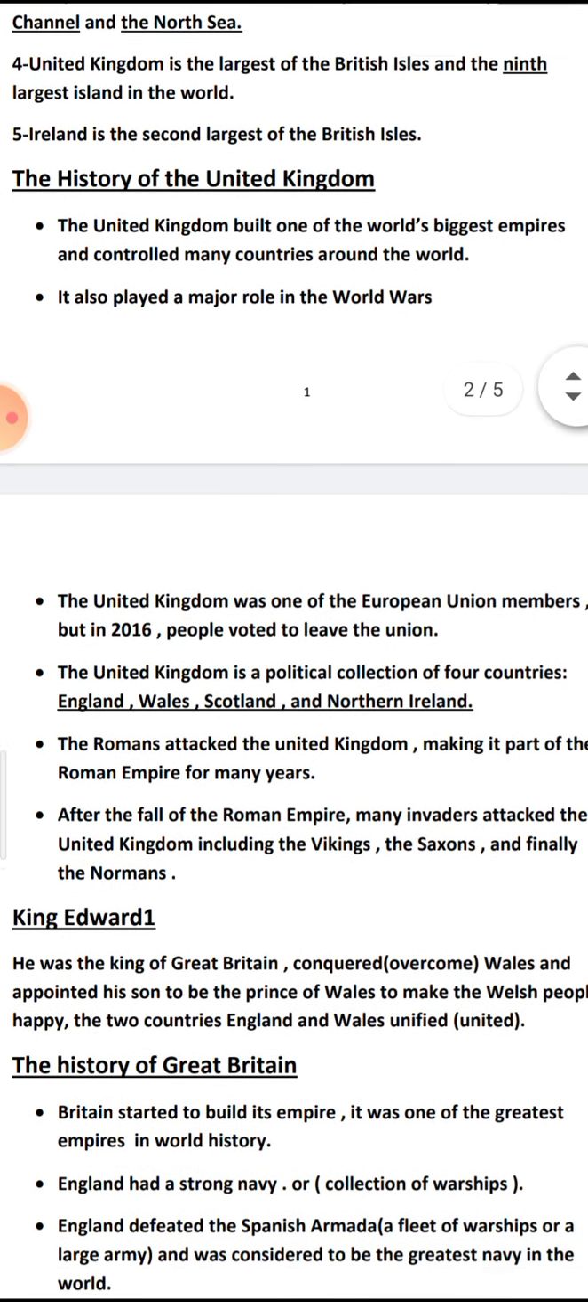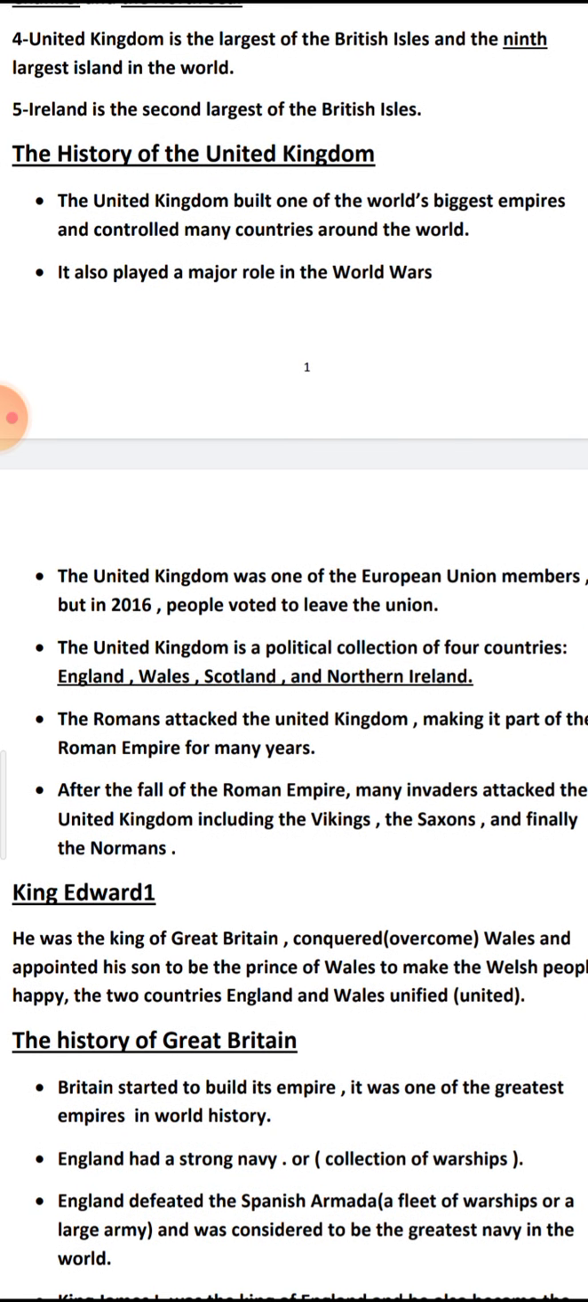Okay? Let's move to another point in our lesson: the history of the United Kingdom. What about the history of the United Kingdom? The United Kingdom built one of the world's biggest empires and controlled many countries around the world.